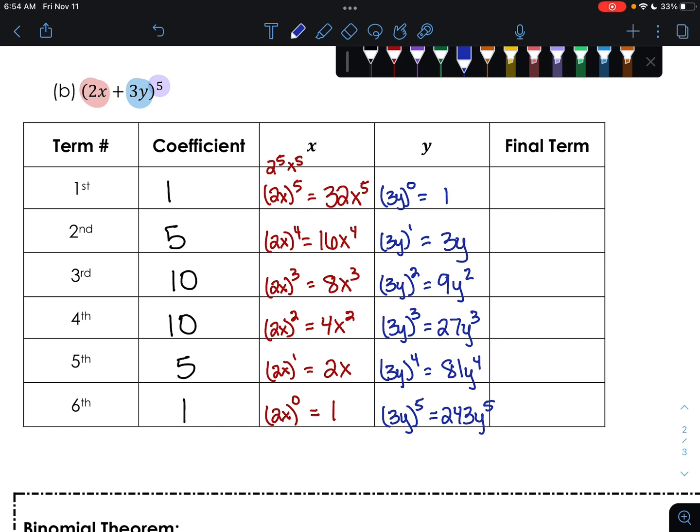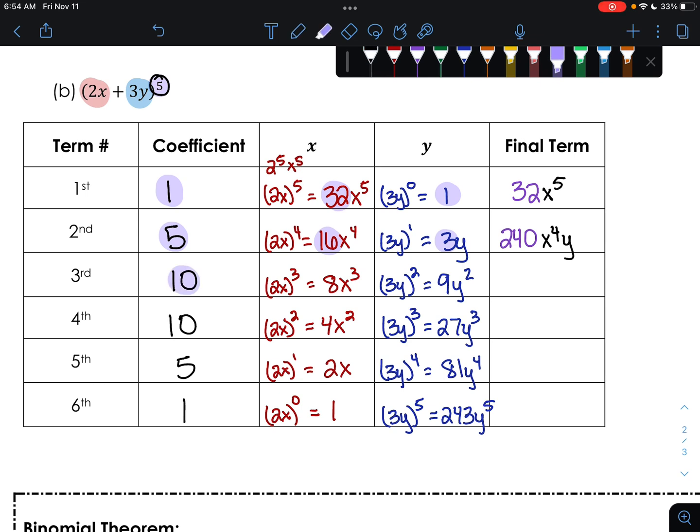Okay, so to get our final term, we're going to multiply it all together. So 1 times 32 times 1 is 32, and then I would have an x to the 5th. So you're multiplying all the numbers together. Okay, 5 times 16 times 3 is 240. Again, you can be typing these into the calculator to write it out. And then I have an x to the 4th, y. Again, 4 and 1 add up to be 5. So your exponent should add up to be the same as the exponent on the outside right here.